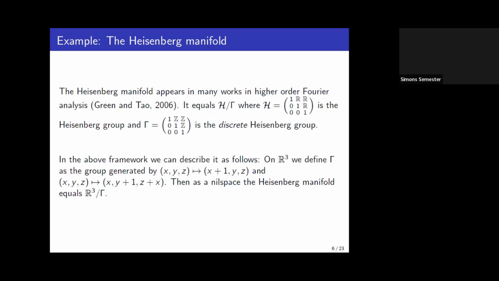You take the upper triangular matrices, you take the discrete Heisenberg group, so just with integer coefficients, and you take the quotient. We know also, Pablo mentioned it, that this can be proved to be a nil space. But in the approach that we want to show in this talk, we will see that this is totally equivalent to just taking the space R^3, and then taking the quotient by the action generated by these two functions. As you can see, this one clearly is just adding one, but this one has this weird thing here of adding x in the z coordinate. This is what will make it equivalent to the Heisenberg manifold.